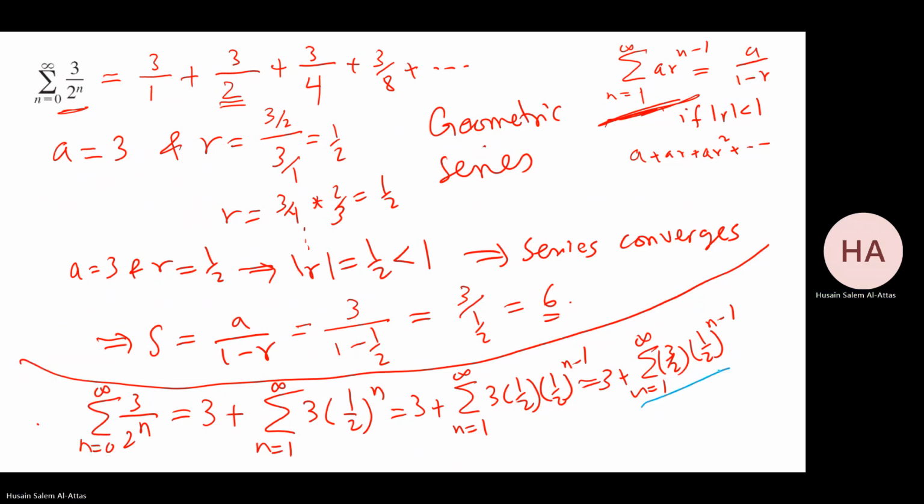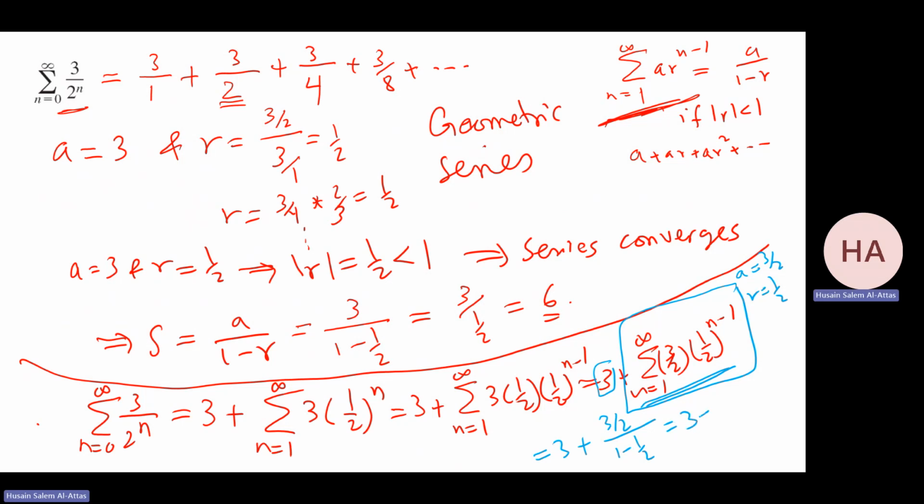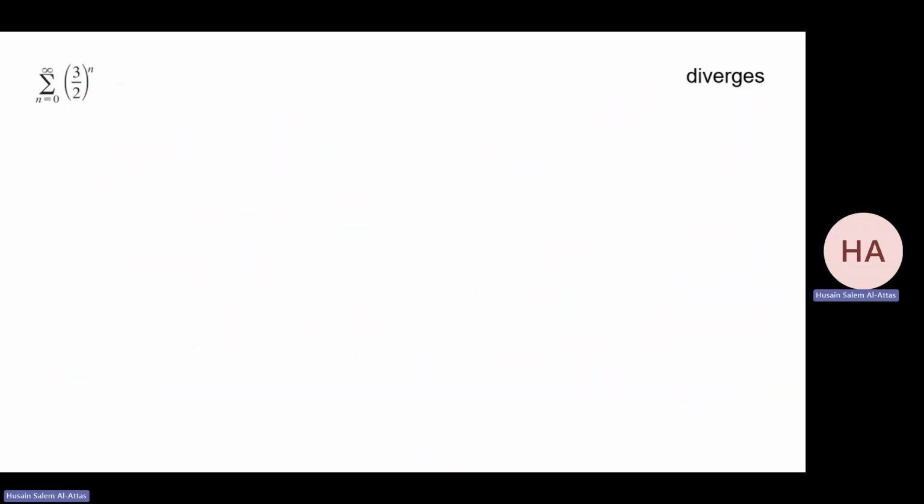I'll do this sum aside, and then I add 3 to it. 3 is just a number. So for this, I have what? a is 3 over 2, and r equals half, in the same format. So that will be 3 plus the sum of this, which is a, 3 over 2, over 1 minus half. That is 3 over 2 over half, which is 3. So 3 plus 3 equals 6, which is the same answer. Yeah, but you need to be careful about the calculation. Okay. Yeah, 6. The answer is 6. Okay. This one.